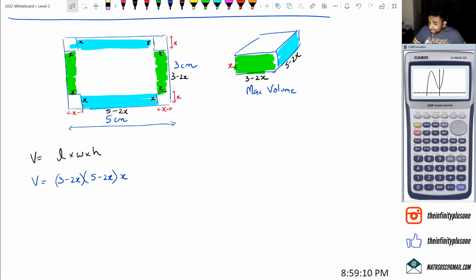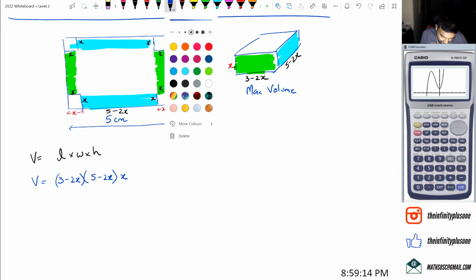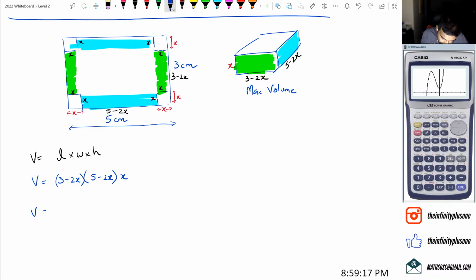All right, last question today. I'm going to start expanding this, guys. So I'm going to do the first two brackets. So I've got 3 times 5, which is 15, minus 6x, minus 10x, plus 4x squared. All of that multiplied by x. Let me just check that. Minus 6, minus 10, plus 4x squared.